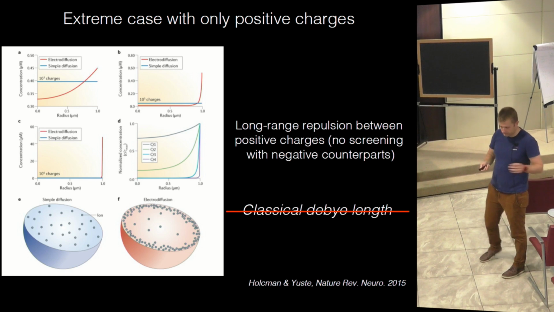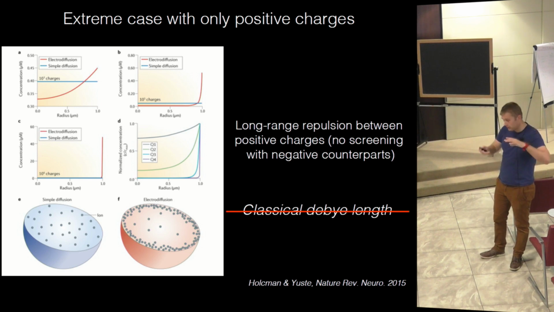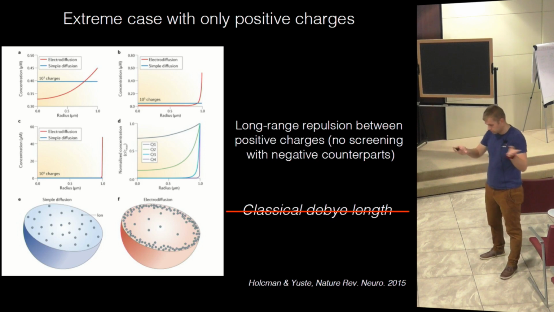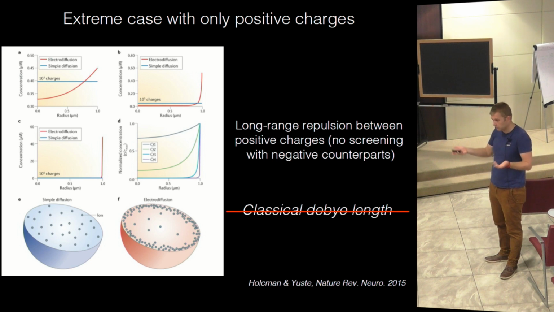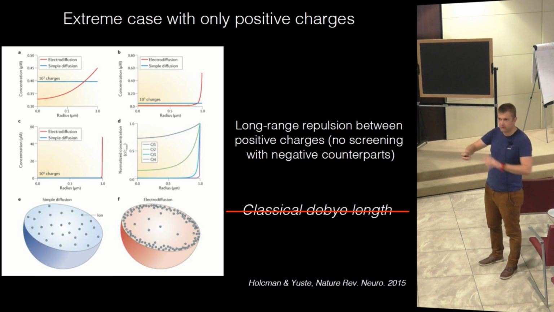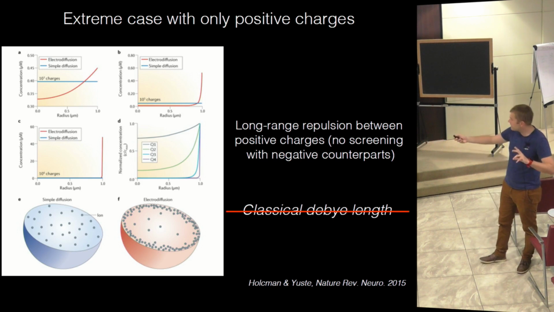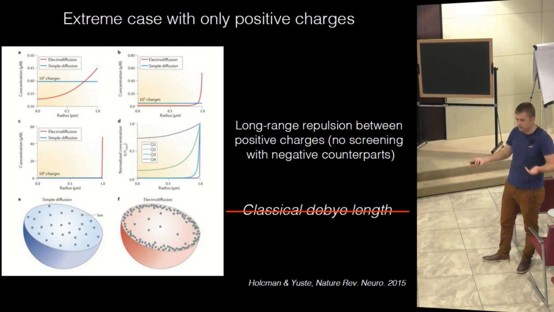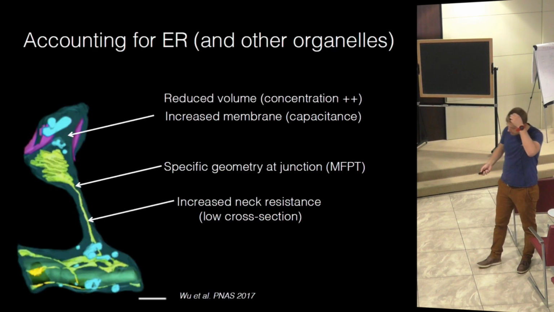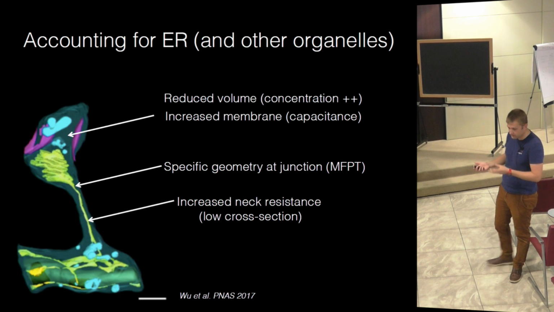the fact that you have only positive charge, this is what David discussed, then it leads to something completely unexpected, because if you only put some positive charge in water like this, it's almost like plasma physics. You have long-range interactions between all the positive charges, and they all repel each other and accumulate at the membrane. And so all this classical theory of the Debye length, etc., cannot be applied. Another extension is the ER, the effect of the ER in the spine apparatus.